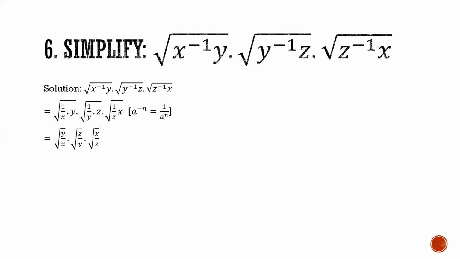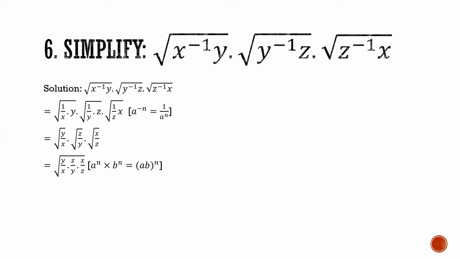In our last class, we learned the formula of power of multiplication: a into b whole power n equals a to the power n into b to the power n. Just reversing that formula, a to the power n into b to the power n equals ab whole to the power n, we can combine the terms. Here every term, y by x, z by y, and x by z, has power half, that is root over.